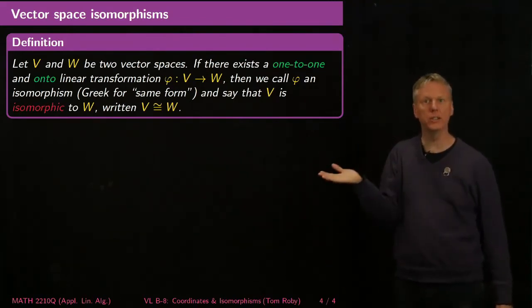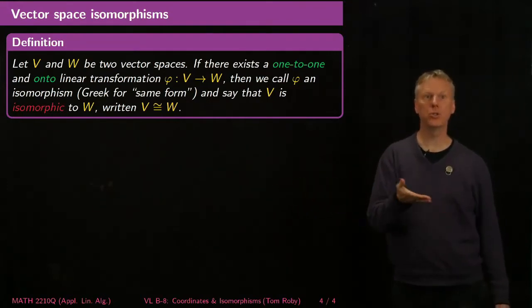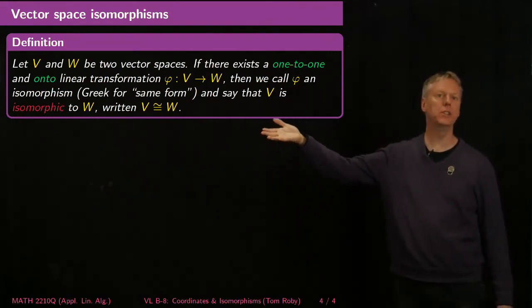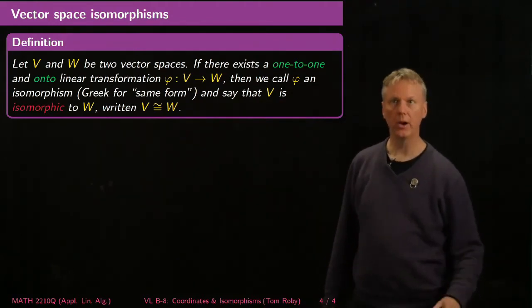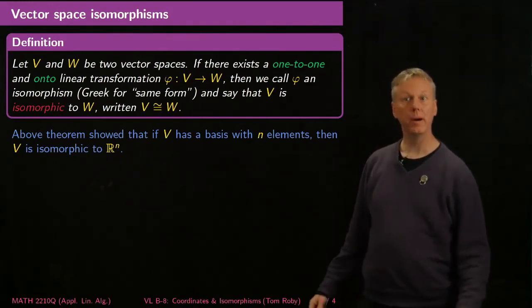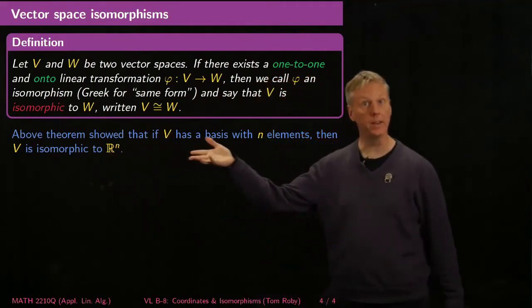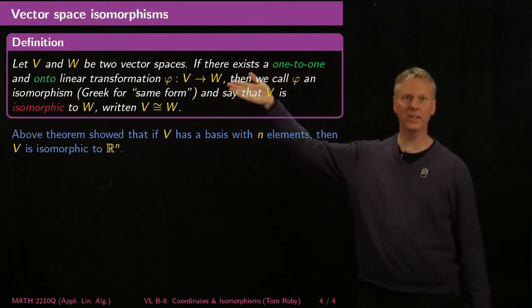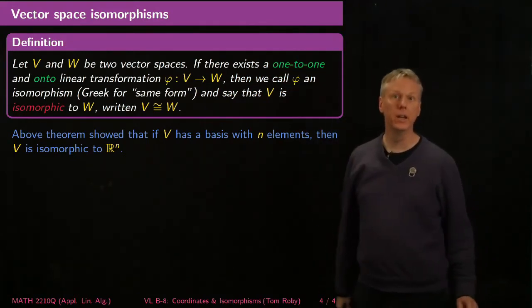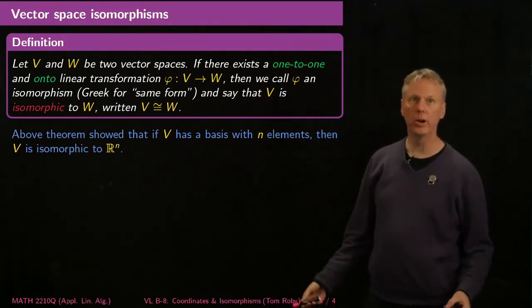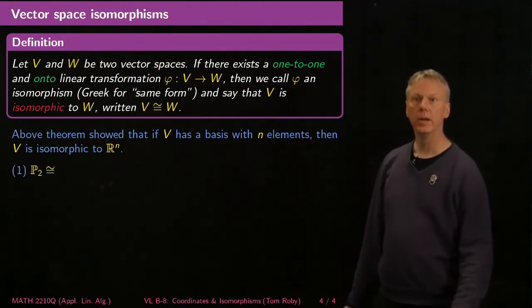There's a translation. It's like one of them is speaking English and one of them is speaking German, and you can just translate any English sentence into an equivalent German sentence or something. So the above theorem showed that if I have a basis with n elements, then V is isomorphic to R^n, because that coordinate map just says exactly, you've got your basis with n elements, you take the coefficients, you put them in there, then you're in R^n. So any vector space where my scalars are allowed to be R is isomorphic to R^n. So now let's look at some examples.